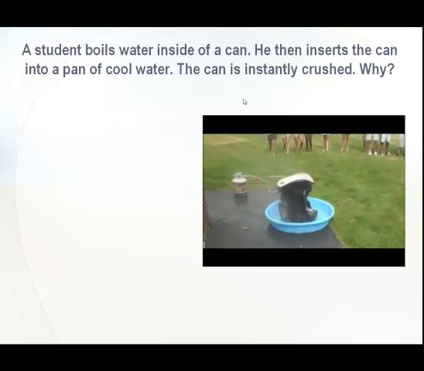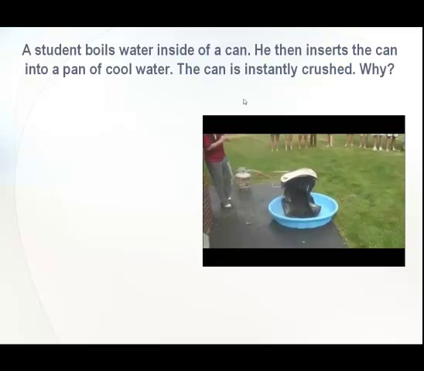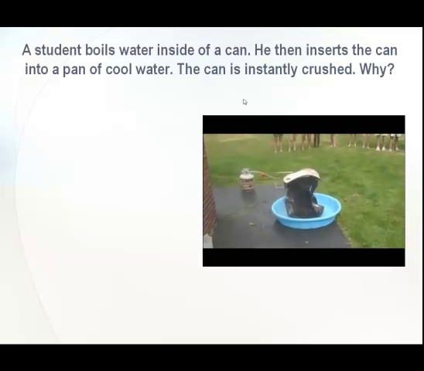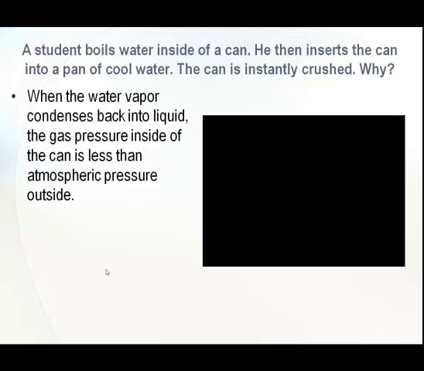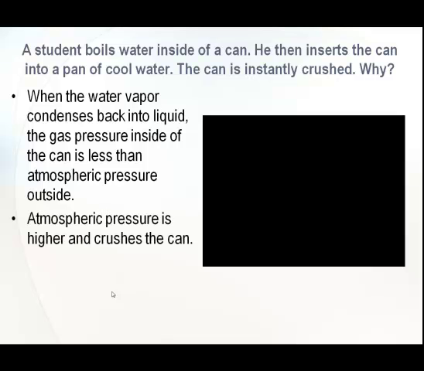So, just like with our soda can, whenever that water vapor condenses, we're left with no pressure inside the can to counteract the pressure on the outside of the can. So when that water vapor condensed back into a liquid, the pressure inside of the can is less than the atmospheric pressure on the outside. So atmospheric pressure is higher, and it crushes the can.